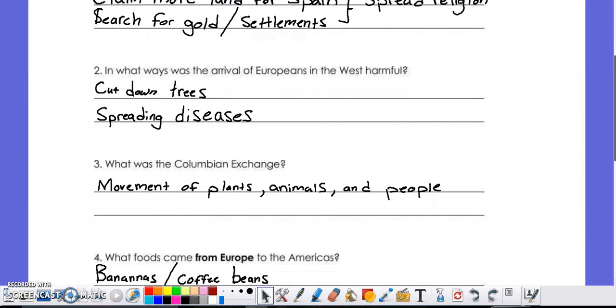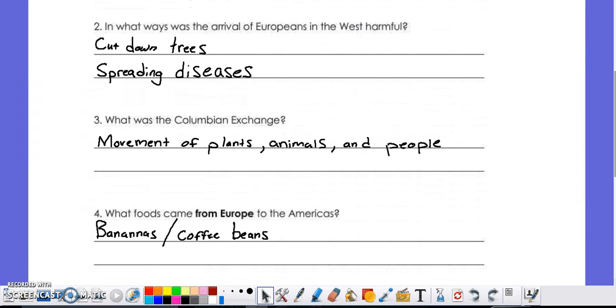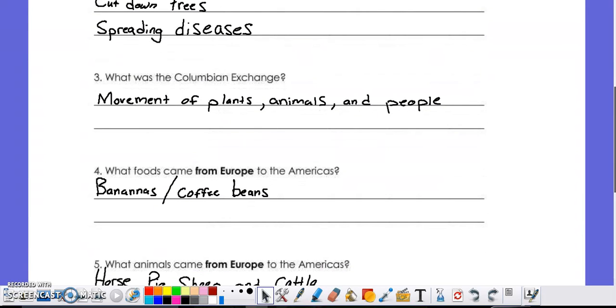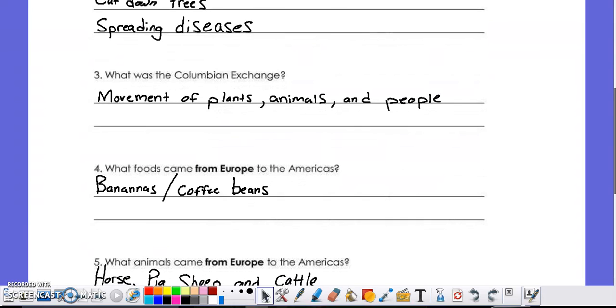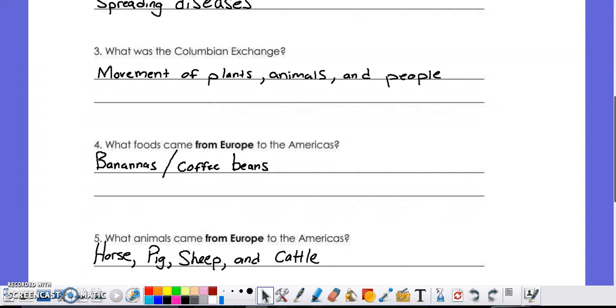Here are some specific things that were exchanged. Foods that came from Europe and then went to the Americas: bananas, coffee, beans. And here are some animals that came from Europe to the Americas: horses, pigs, sheep, and cattle. Had it not been for the origination of the Columbian Exchange, these types of foods and these types of animals would never have inhabited the land.